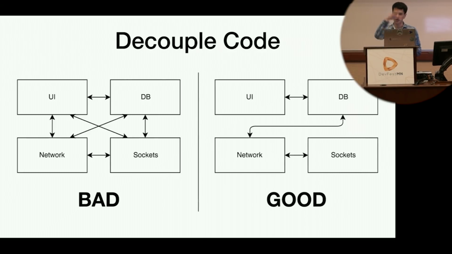What you really want is something more like this, where everything is connected at most to one other major component. When things are nicely decoupled, in this case, my sockets only communicate with the network, and so it's much easier for me to take sockets and replace it with something else. There are entire talks you can give about decoupling code, so I'm not going to get into the details of how this process works, but that's the best case scenario.